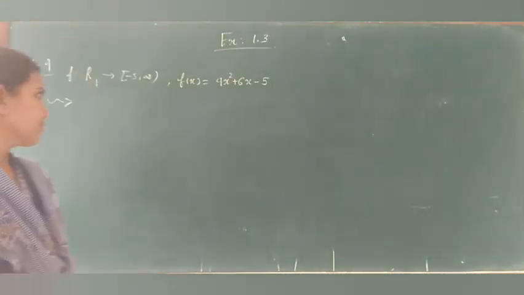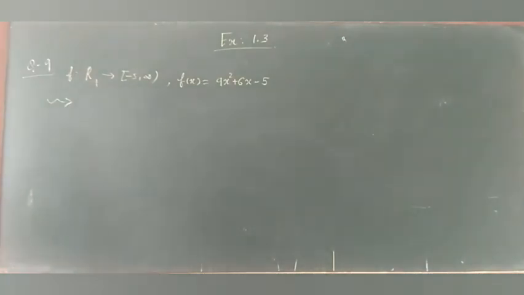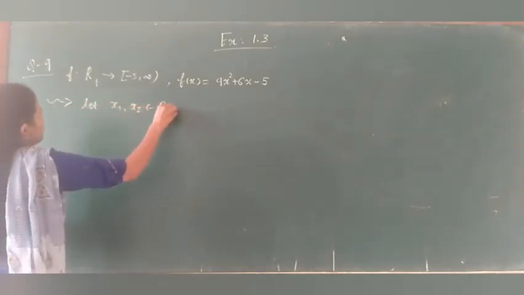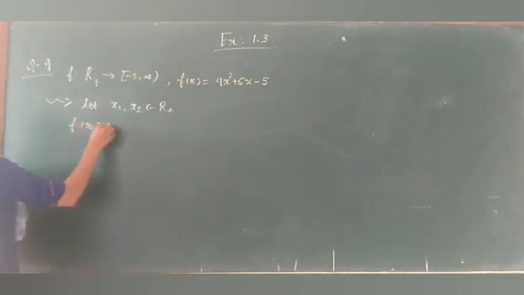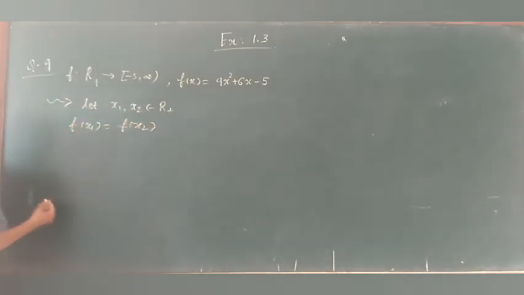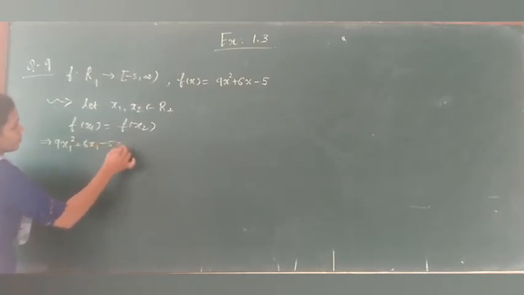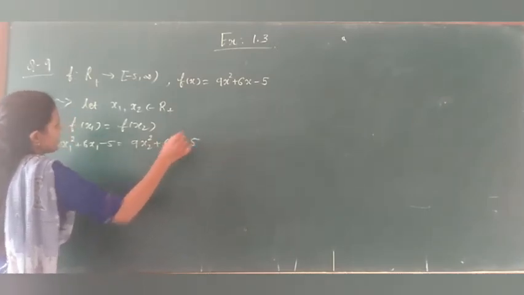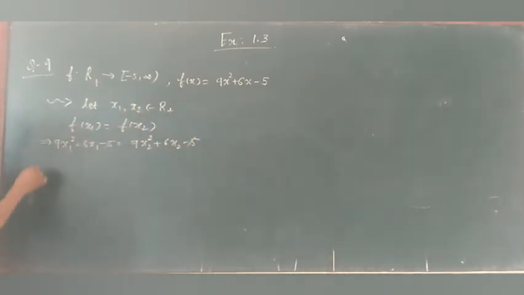Now let me show that the function f is invertible. We know that for invertibility we have to show that the function is one-one and onto. So we start with this one. Let x1 and x2 belong to R plus. Then let f of x1 be equal to f of x2. So this will be 9x1 square plus 6x1 minus 5 is equal to 9x2 square plus 6x2 minus 5. So minus 5 and minus 5 cancel.